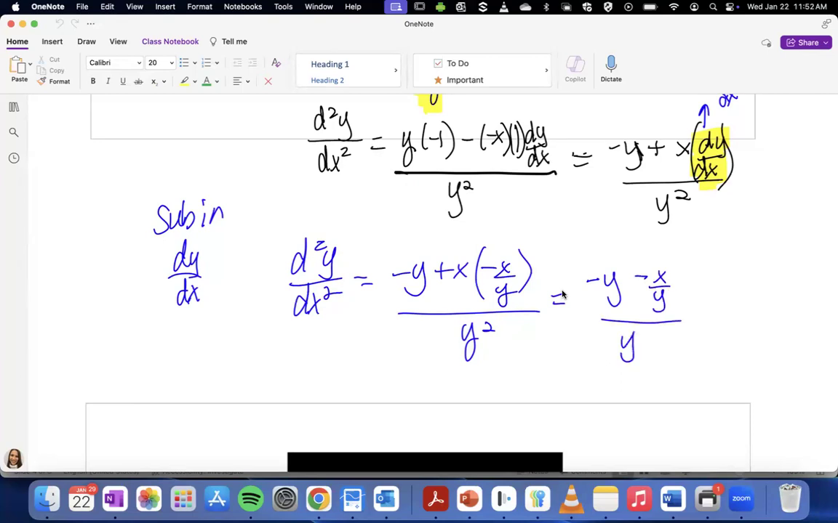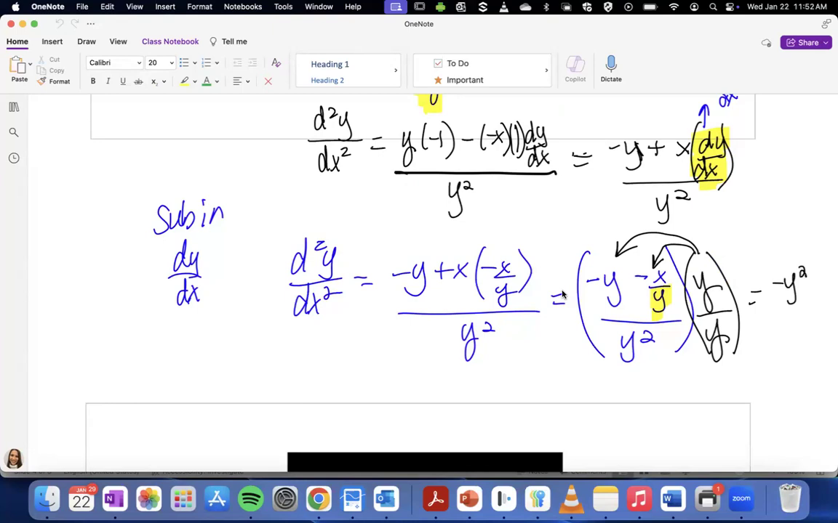Do you guys know the quickest way to simplify this complex fraction? Multiply by the complex denominator, which is what? Y, right? So all you need to multiply by is your complex denominator of y. So you multiply by y over y. And then you're going to distribute this. This is why I taught you this in trig. Okay. So you get negative y squared. And then here it cancels. So you get minus x.